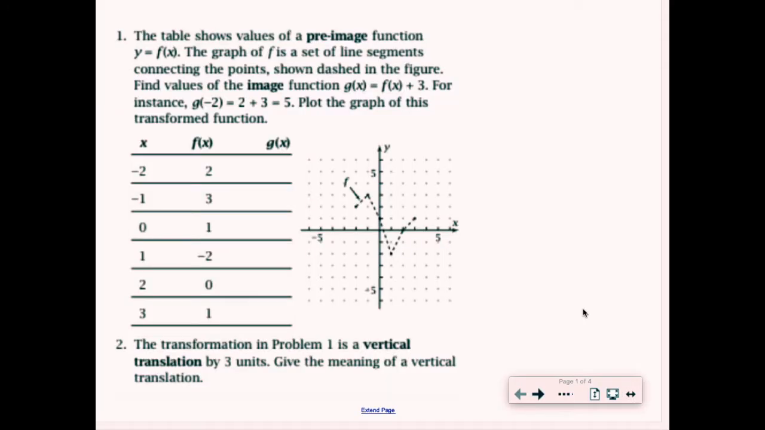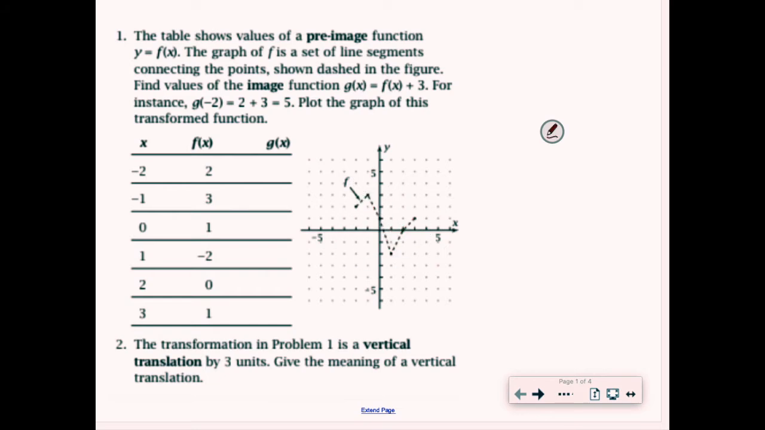So let's start with this one. f is given by this dashed line segment here. And we're trying to find g of x, which is f of x plus 3. So if I plug in any x value into g of x, I take whatever f of x spits out and I add that 3. Let's take a look and see what happens.